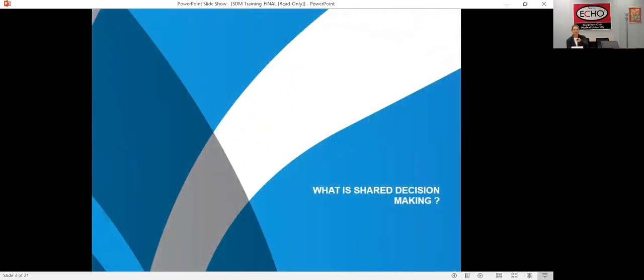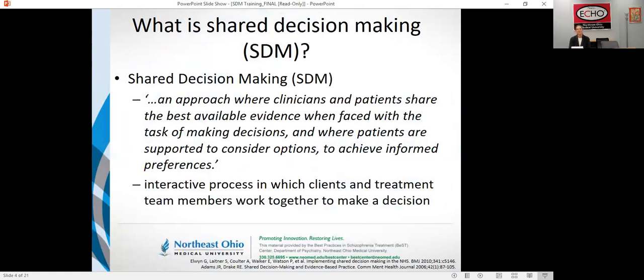So let's start at the beginning. What is shared decision-making? It's an approach where clinicians and patients share the best available evidence when faced with the task of making decisions, and where the patients are supported to consider options to achieve informed preferences. It's really designed to be an interactive process in which both the clients, potentially family members, caregivers, and the treatment team members work together to make a decision. It's going to involve a number of steps, but it's really trying to encourage them to be an active participant within the decision-making process.